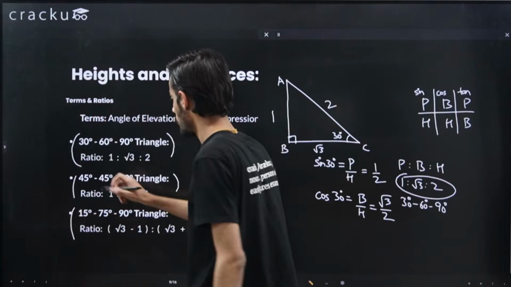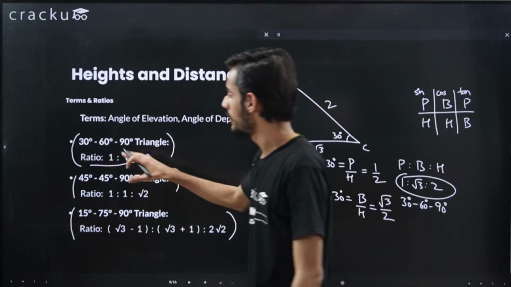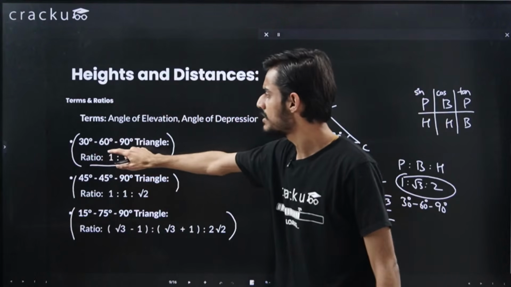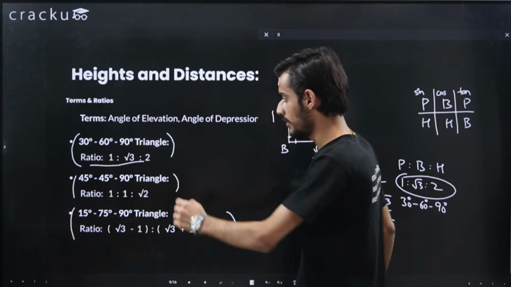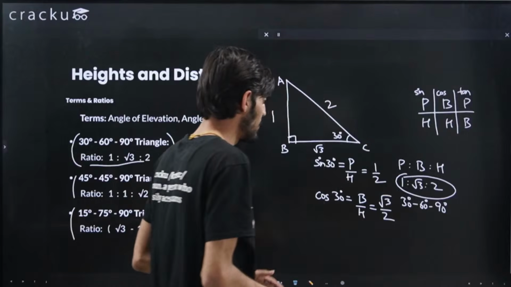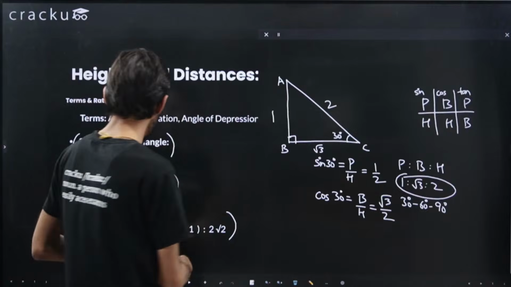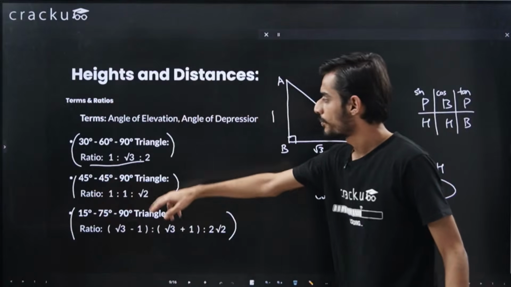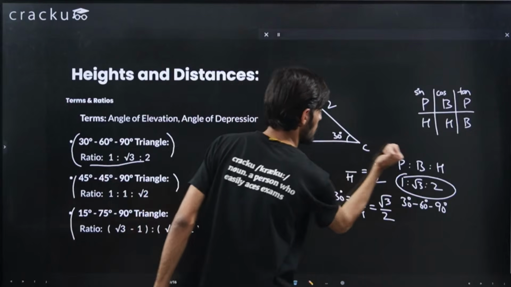So this is what I told you about 30, 60, 90. We need to remember that if there is any triangle in which the angles are in the ratio 30, 60, 90, then the ratio of sides will be 1 is to root 3 is to 2. This will help us in easing our calculation when we will be solving questions from height and distance. Same way we can understand the second also, that 45, 45, 90. We can take the same example.